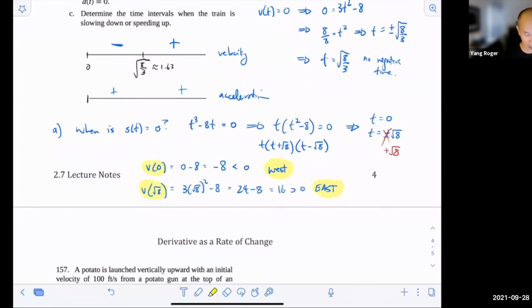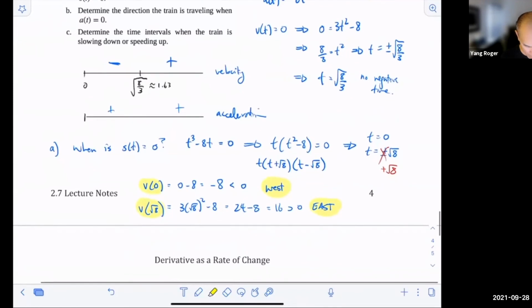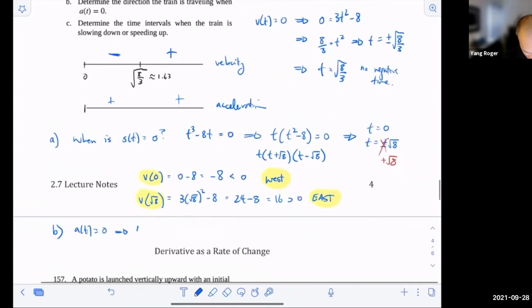Then the next part is what part B says. Determine the direction the train is traveling when the acceleration is equal to 0. So for part B, the acceleration is equal to 0. That means 6t is equal to 0, which means your time is equal to 0. So we already just calculated that, right? When the time is equal to 0, the direction is west. So this means it's going west. So that's the answer for part B.